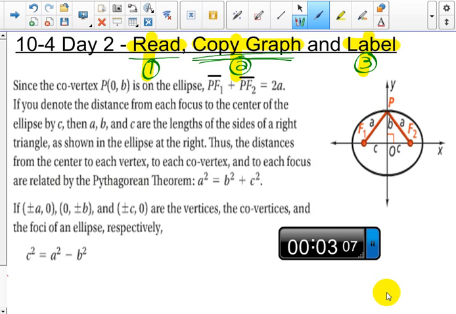So, if the points (±a, 0), (0, ±b), and (±c, 0) are the vertices, the co-vertices, and the foci of an ellipse respectively, then c squared equals a squared minus b squared. Okay, so this is what our lesson's all about today. So if you will copy this graph to the right now and label it with these labels, that would be great. So do that now.